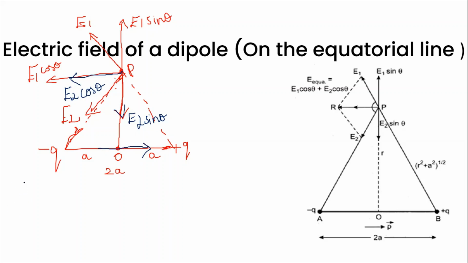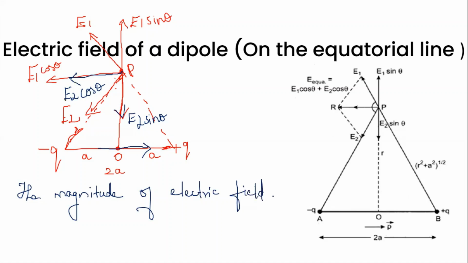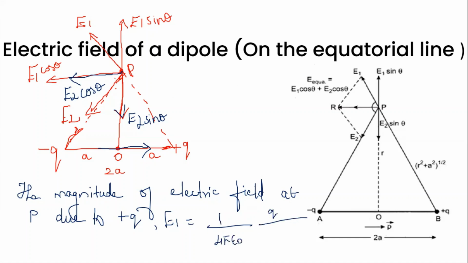Today we are going to calculate the magnitude. The reason also I will tell you. The magnitude of electric field at P due to charge plus Q, you take it as E1. So E1 will be 1 by 4 pi epsilon naught Q by R square. You know that the expression for electric field is E is equal to 1 by 4 pi epsilon naught Q by R square, right?